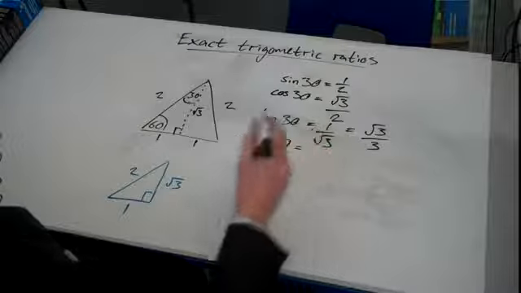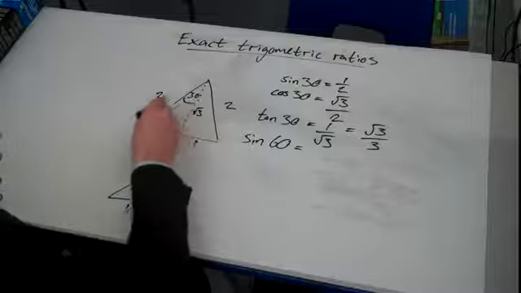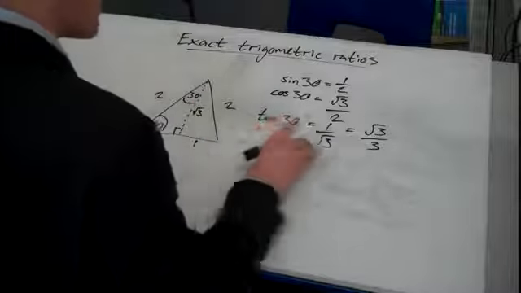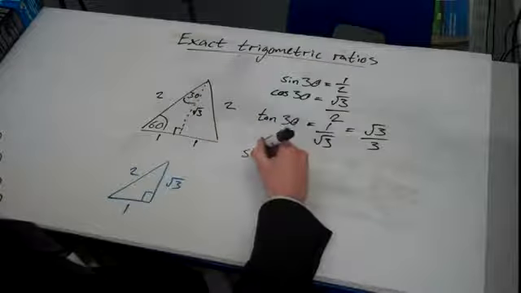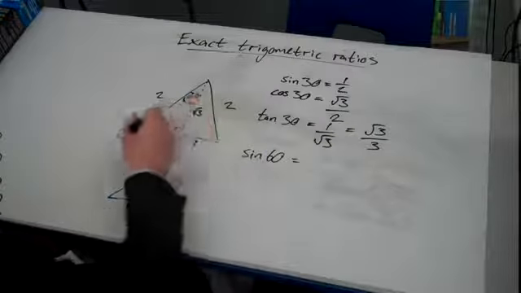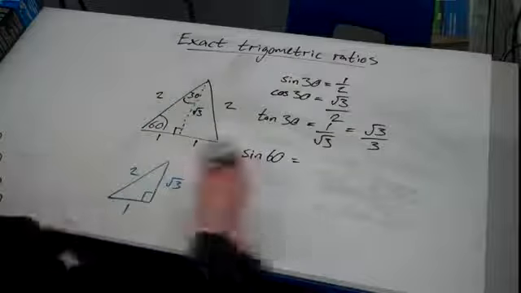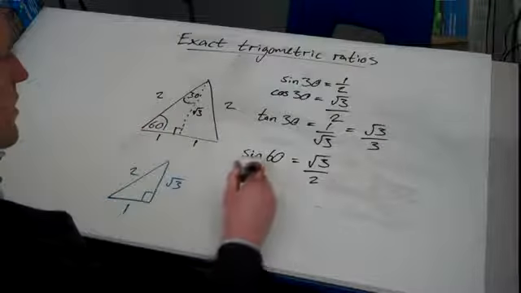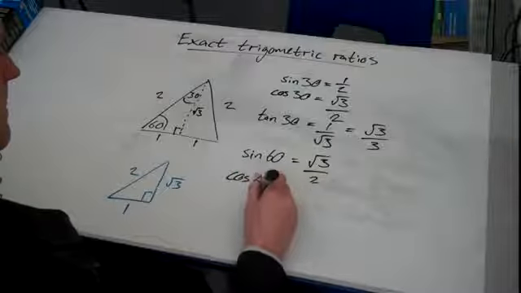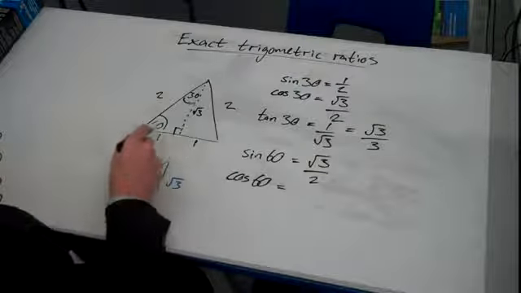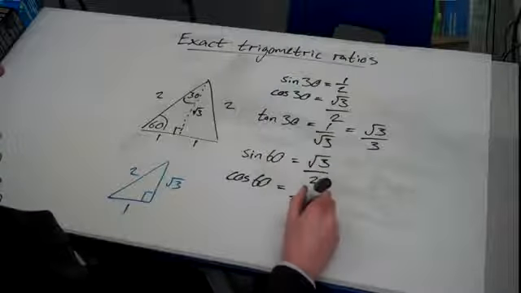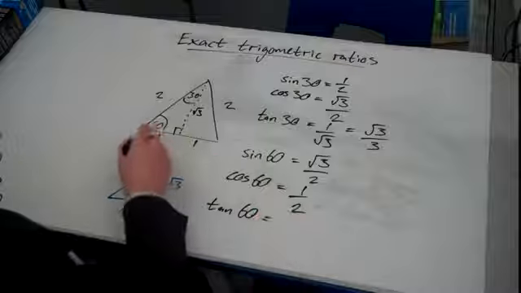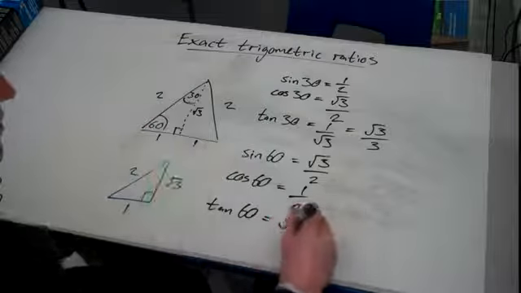So we can say that sine 60 is opposite over hypotenuse. I'll tell you what, that's going to be unclear, so why don't we give it a bit more space down here. So sine 60, that's opposite over hypotenuse, so that's root 3 over 2. Cos 60 is adjacent over hypotenuse, so we get a half, and tan 60 is opposite over adjacent, which is root 3.